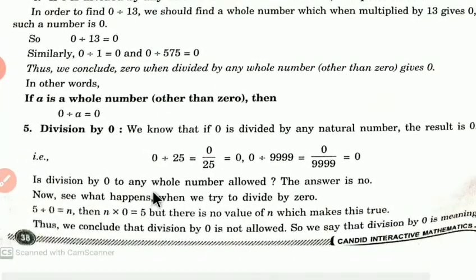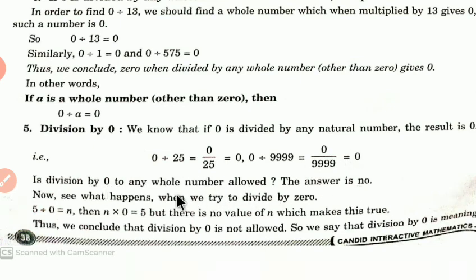Then the last one is division by 0. We know that if 0 is divided by any natural number, the result is 0. Natural number means the numbers which start from 1. If we divide 0 by 25, then also we'll get the answer 0. If we divide 0 by 9999, then also the answer is 0 only. So we can say that if we divide 0 by any whole number or any natural number, the answer is 0 always.